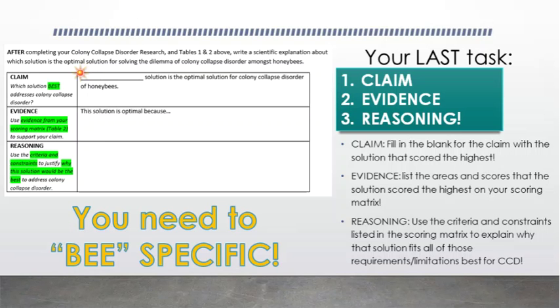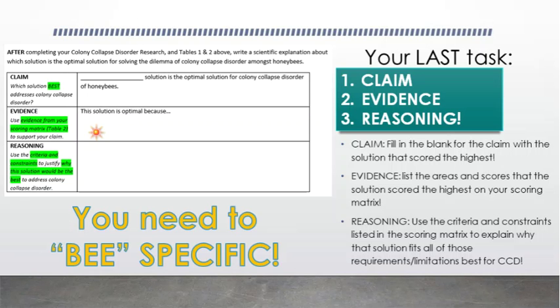Let's move on to evidence. We already started the sentence for you, so all you need to do is add on to it. We started it by saying the solution is optimal because... So all you're going to do is erase the ellipsis and finish that sentence. The evidence is going to basically be used from our scoring matrix or from table 2, and that's going to support our claim.